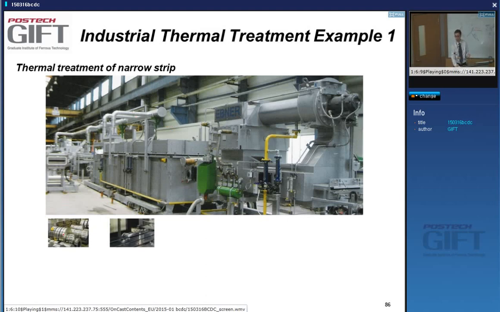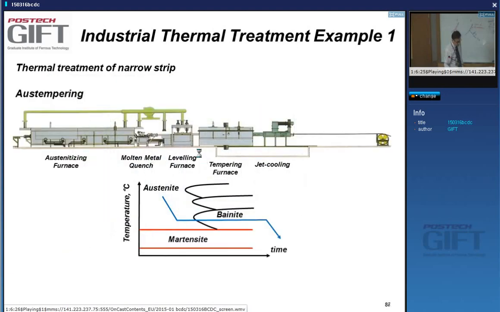So saws would be, for instance, made with a line like this, with this microstructure. You come in with these strips, so this is a coil, this narrow strip. It's a long strip of steel. So you uncoil it, and these strips move into this machine here, which basically allows you to do thermal treatment of narrow strip. You can set it up to make different types of heat treatments. Anything you can think of is in principle possible.